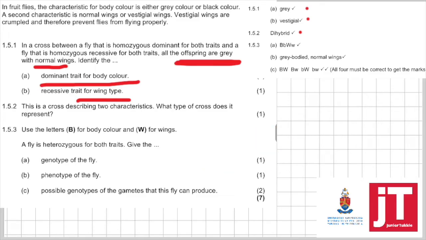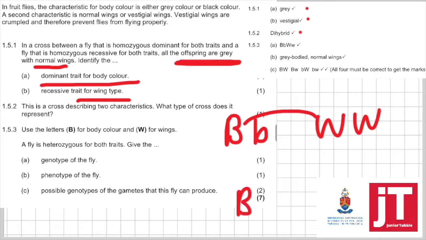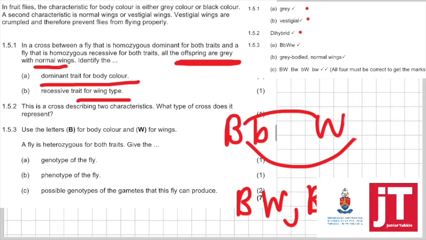they ask what the possible genotypes of the gametes are that this fly produces. So this is how I work out my gametes. I use FOIL. So big B and big W. Outermost, big B, big W. Sorry, let me just fix that up, it does not look very clear, so it's a small w. Then innermost, Bw, and the last one, bw, as you can see there. So that's how I work out the genotypes of the gametes that this fly can produce.